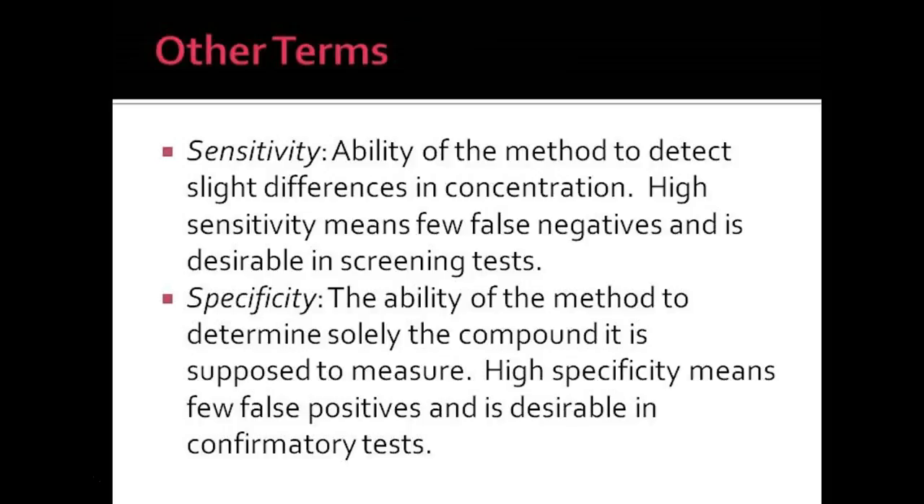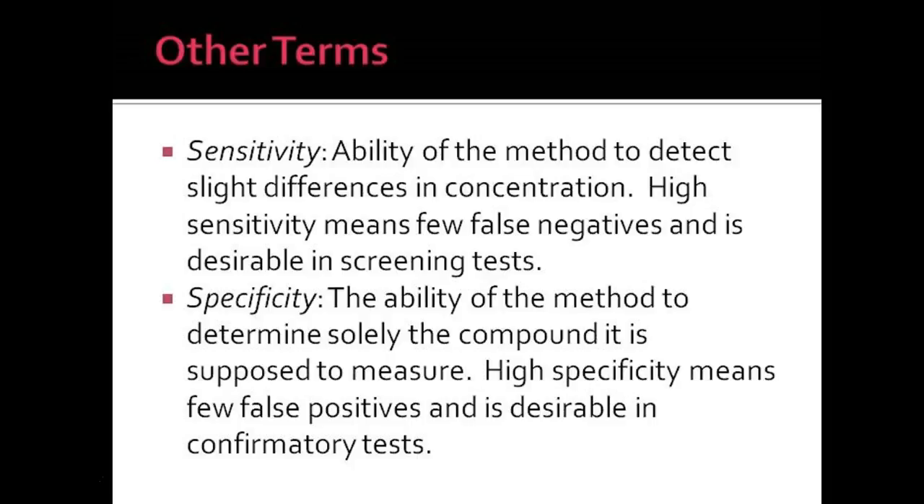A couple other terms: sensitivity and specificity. With these, we want to make sure tests are sensitive. We want to be able to detect slight differences in concentration. Here's an example of sensitivity. Let's say you have a pregnancy test that picks up HCG, which is a pregnancy hormone. You want a test that's able to determine that a woman is pregnant very early on, when those HCG levels are very low. That's having a good sensitivity. You don't want it to only pick up a positive result when that woman's 3 months pregnant. You want it to pick it up right away.